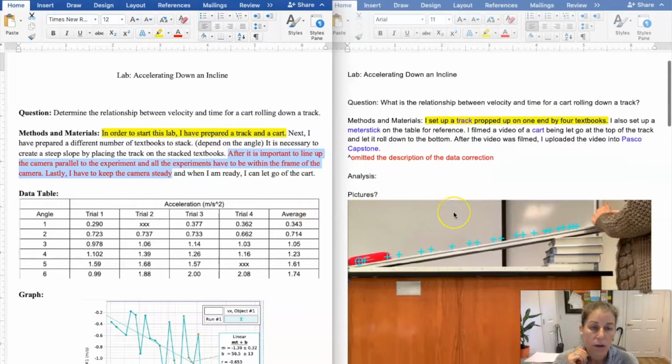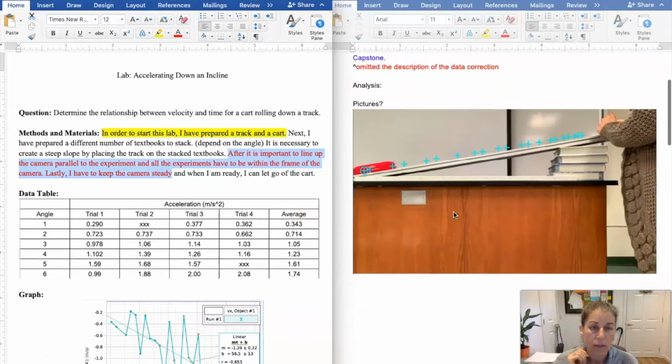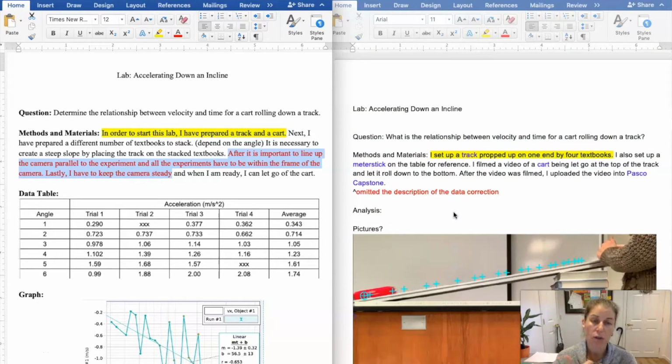Both of these are missing any sort of labeled sketch. So you can hand draw a sketch of the situation. You can take a picture and label it using the drawing program or text boxes or however you want to do it. But this picture here is data collection. It is not a labeled sketch. So that's something that both need to add.